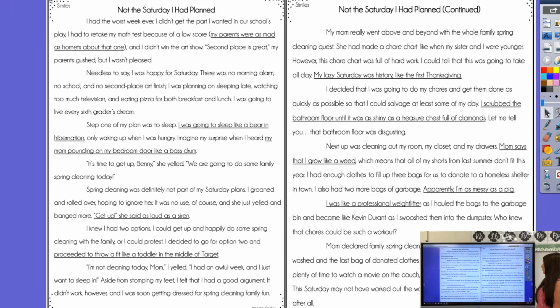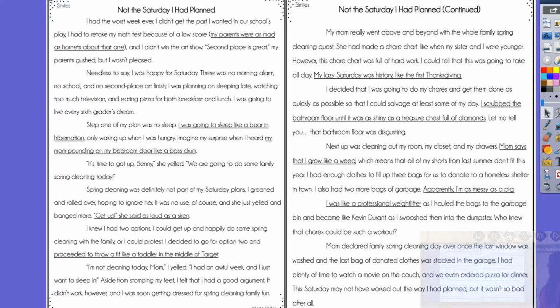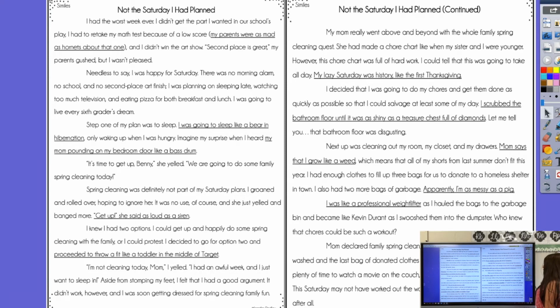I was like a professional weightlifter as I hauled the bags to the garbage bin and became like Kevin Durant as I swished them into the dumpster. Who knew that chores could be such a workout? Mom declared family spring cleaning day over once the last window was washed and the last bag of donated clothes was stacked in the garage. I had plenty of time to watch a movie on the couch, and we even ordered pizza for dinner. This Saturday may not have worked out the way I had planned, but it wasn't so bad after all. And sometimes things just don't work out like we planned, right? But maybe we can still make the most of it.